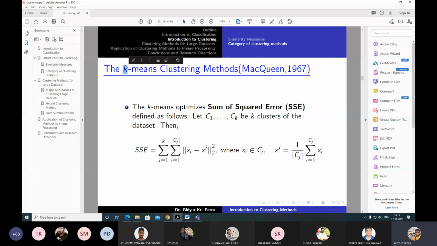And then how is the SSE defined? SSE is the sum of the squared error. So what is that error? Error is defined as xi minus xj. Please note that this is a clustering approach and this is an unsupervised approach. So there is nothing called a training set, and you cannot get the actual value while doing clustering. So what is done is that xj is the mean of the cluster.